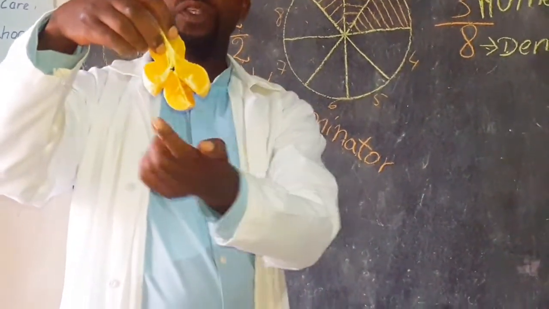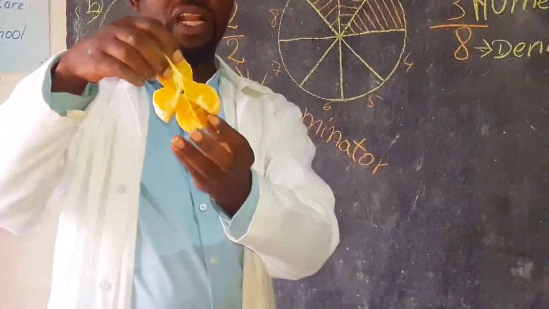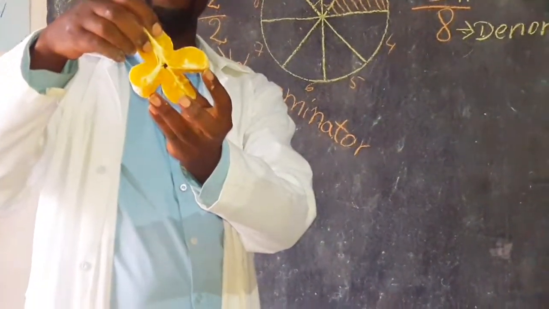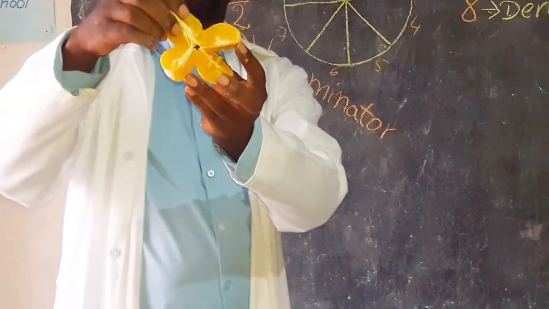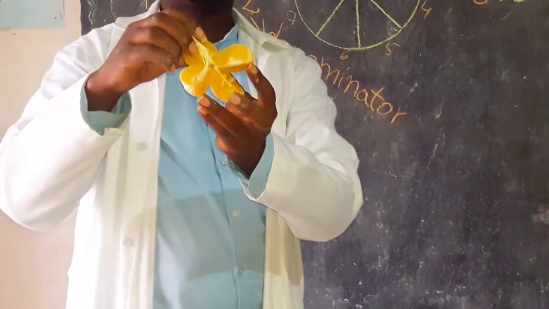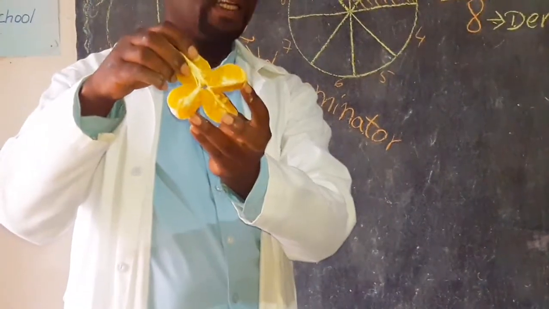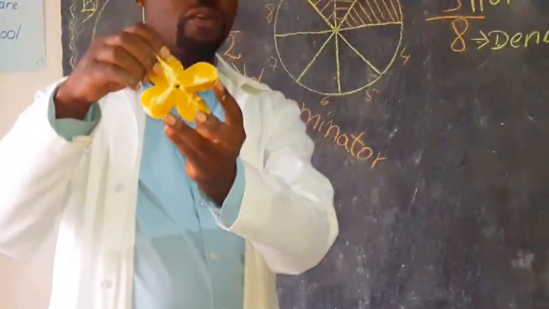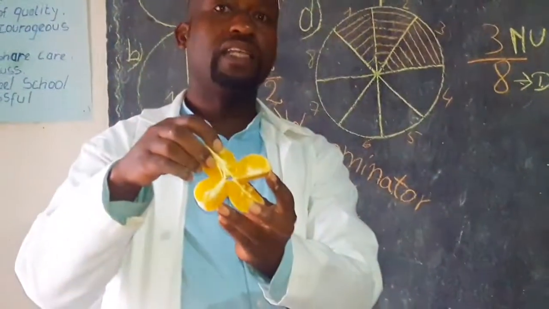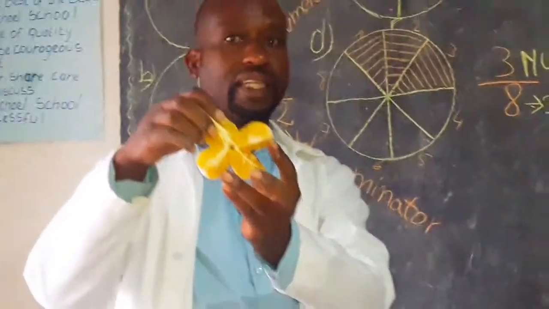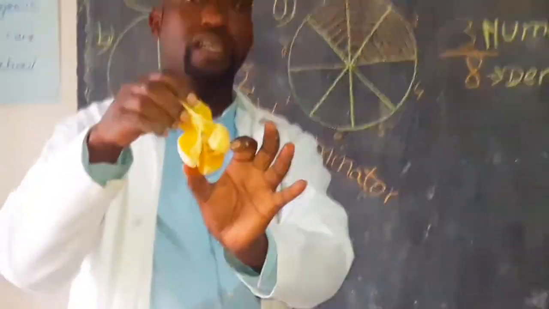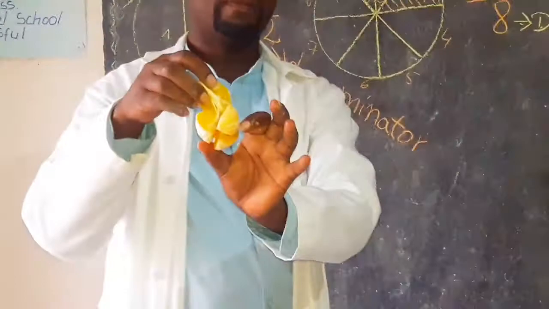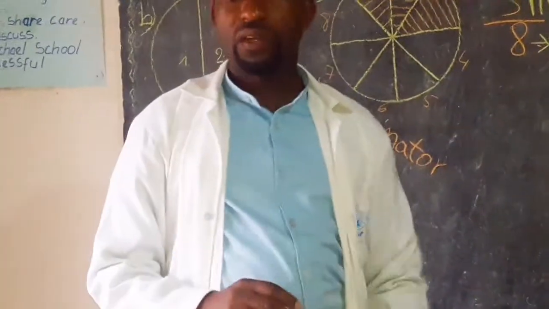One, 2, 3, 4. The available parts is 4. And I'm going to take 1. When I take 1 in 4 parts, the 1 represents the numerator, and the 4 parts represents the denominator. Good.